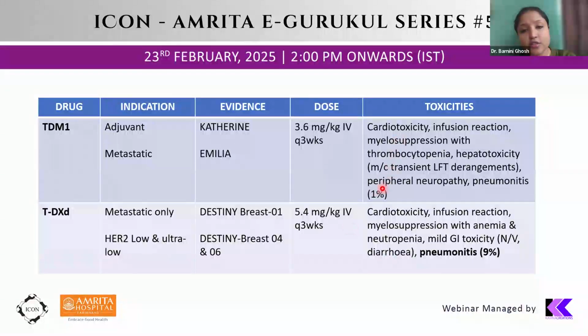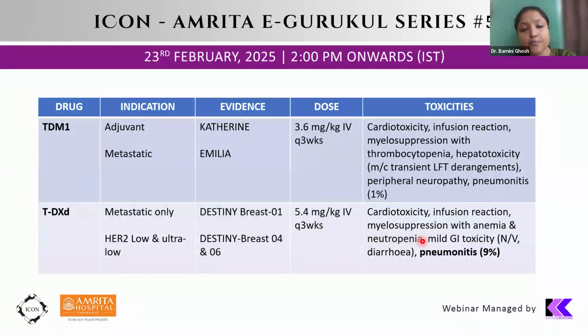So why I have written all these drugs together is so that you can compare and read, and most of the toxicities, as you can see, are the same. Like here also there is infusion reaction, there is cardiotoxicity, there is myelosuppression due to the cytotoxic payload component, and there is also hepatotoxicity, because the cytotoxic payload for TDM1 being a microtubule inhibitor, it has some toxicity similar to that of taxanes, like hepatotoxicity, peripheral neuropathy, etc. And it also may cause some degree of pneumonitis.